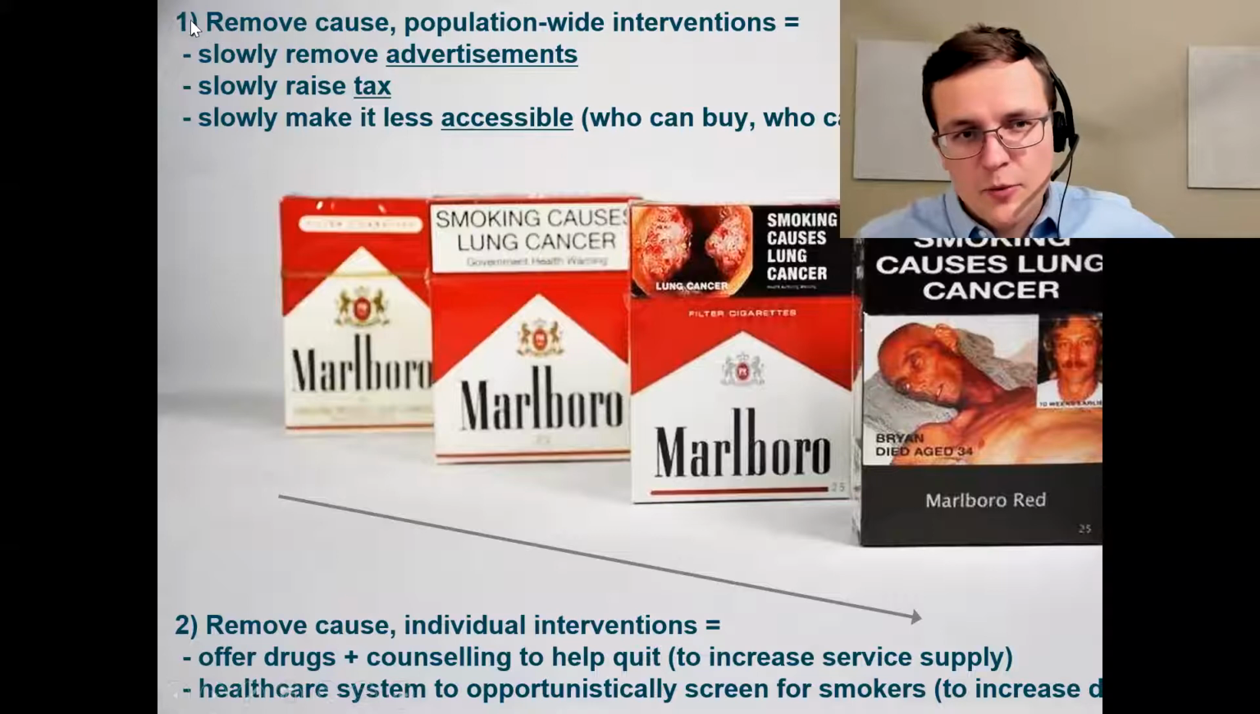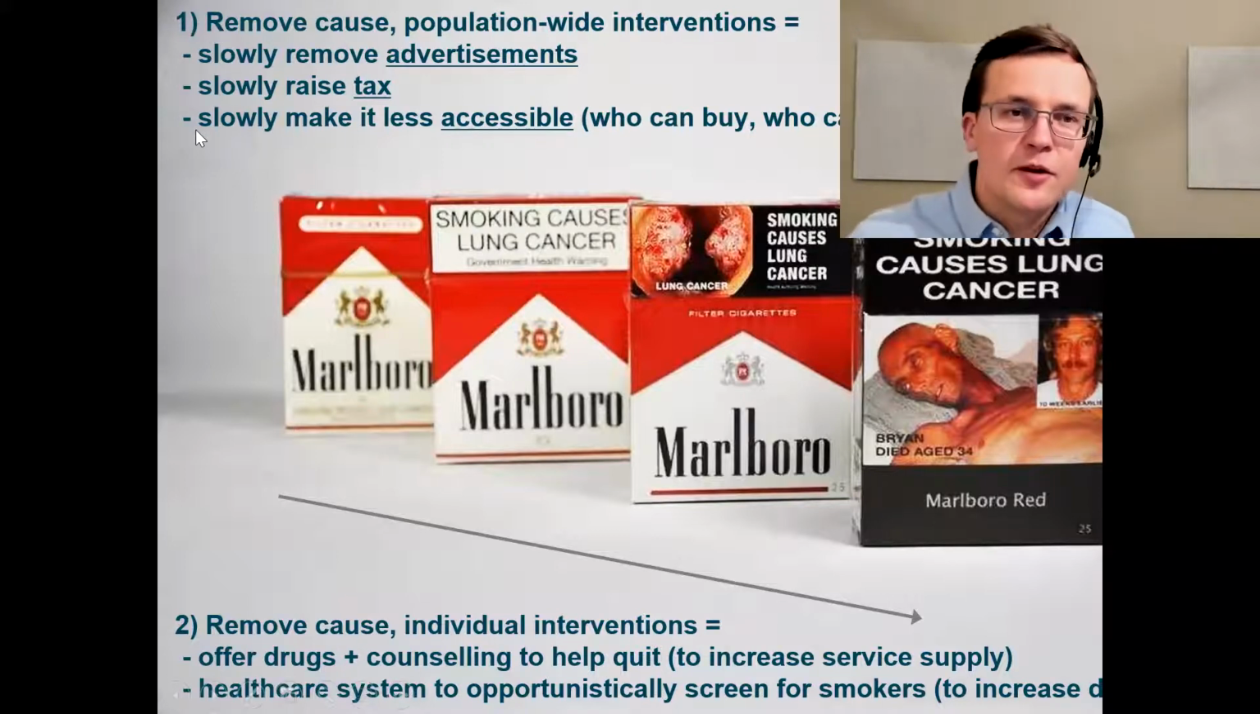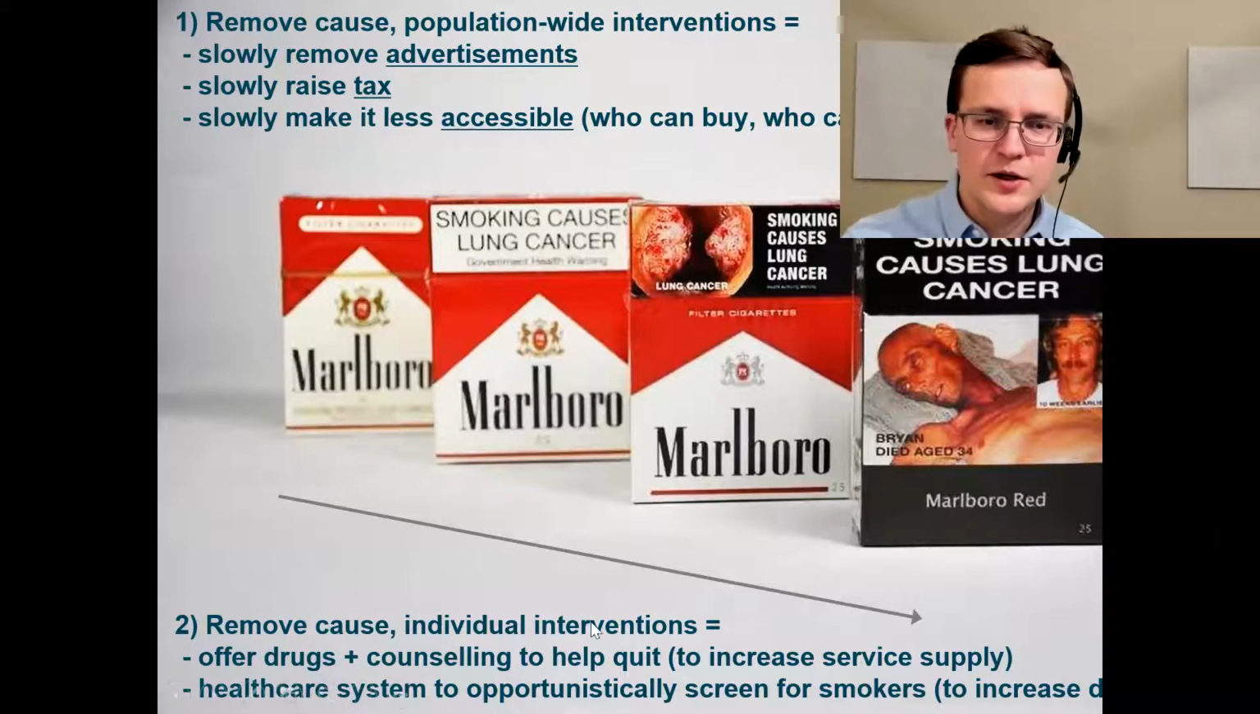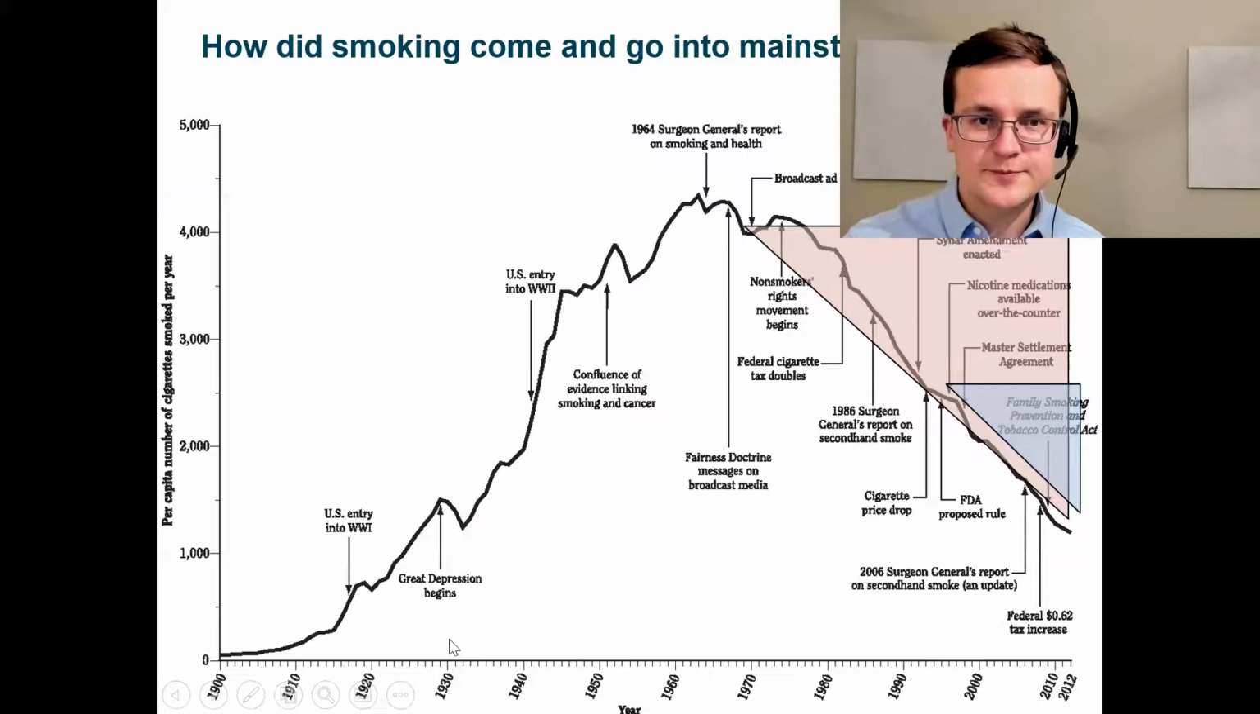Okay, so those are what we call large population-based sledgehammers that we know work very well, but are politically challenging. It depends on who's in power. And then we've got more individualized approaches, things like drugs and counseling, which are politically very attractive to all parties, but can be more expensive.